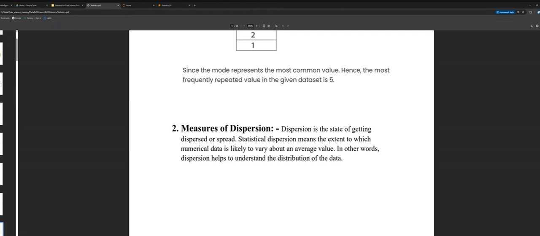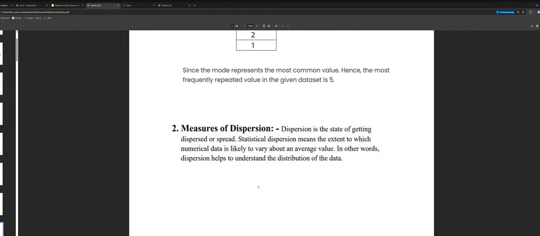We're going to do all these things in the advanced level of statistics, where you're going to spread your data, sales data or whatever data, and then we'll see what your data is telling. Statistical dispersion means the extent to which numerical data is likely to vary about an average value. In other words, dispersion helps us to understand the distribution of data.